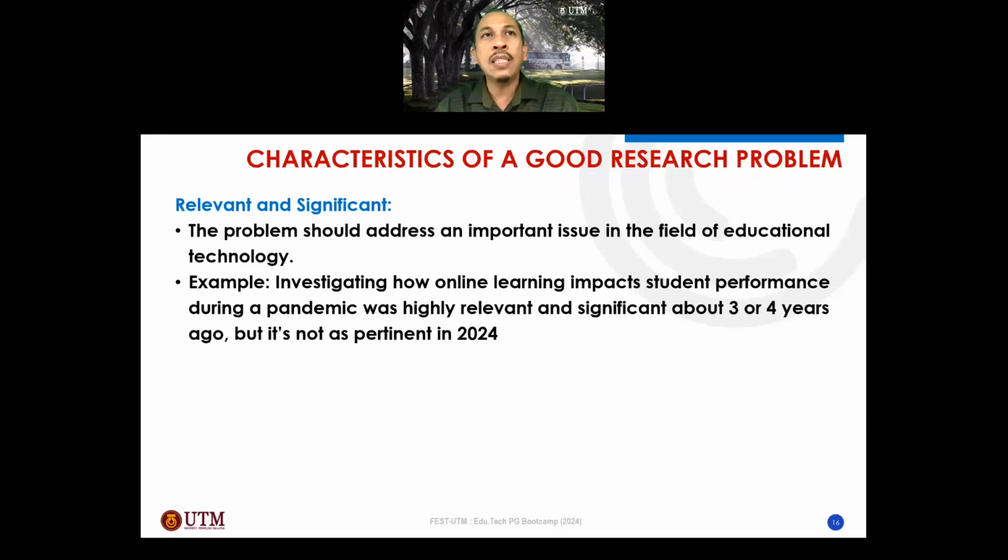But now, if you still use the same issue in 2024 or 2025, that focus is not relevant anymore, not significant anymore. So you cannot use pandemic COVID-19 as the main focus. So rather than trying to use COVID-19, better go for online learning itself. What are the lasting effects? How has it reshaped student engagement or learning outcomes? Something like that. And don't rely on pandemic COVID-19 as your main issue or main problem.